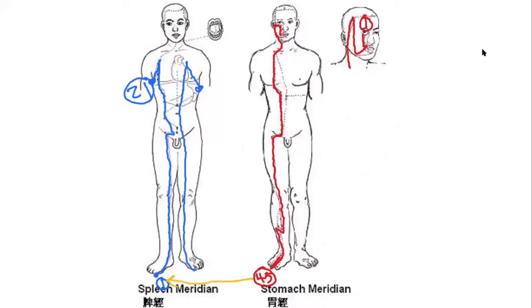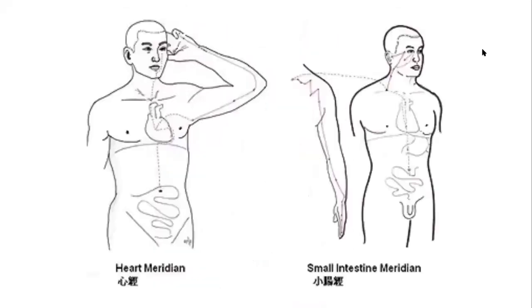And so the large intestine is close to the stomach and the spleen. Now, the heart channel starts from the armpit and goes to your pinky. It's very small and short, points 1 to 9. And the small intestine starts from the pinky.